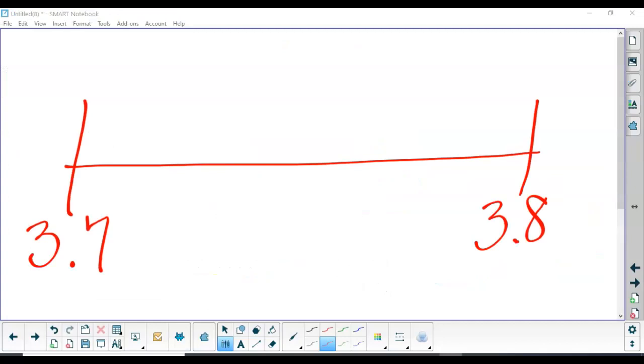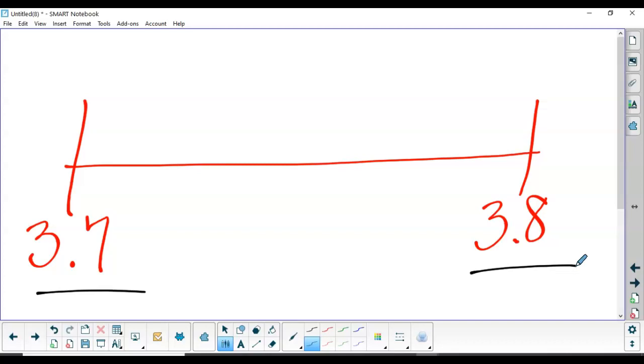Okay, so we just talked about how we can convert tenths to hundredths on that other number line. So let's keep that in mind right now. Look at this number line. I have 3 and 7/10 and 3 and 8/10. What's between 3 and 7/10 and 3 and 8/10? Well, you're probably like, nothing, because 7/10, 8/10, they're right next to each other. There's nothing in between.